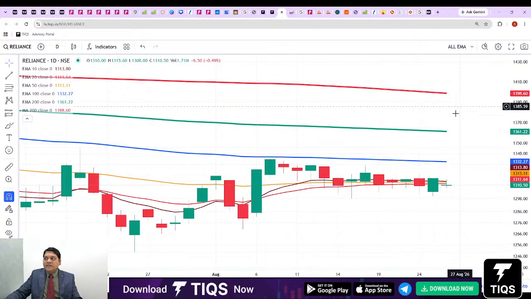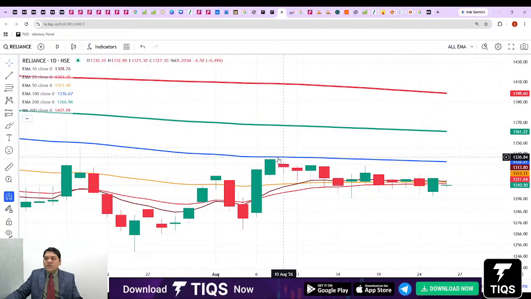Overall bias is negative. Why? Because the long-term trend is down. You can see over here on 7th of August, it has taken a resistance near the 100-day EMA, and then after that, it is trading near these short-term moving averages only. So after getting a resistance from there, it is right now consolidating near these levels. This can go or break out, but still the trend will be down.